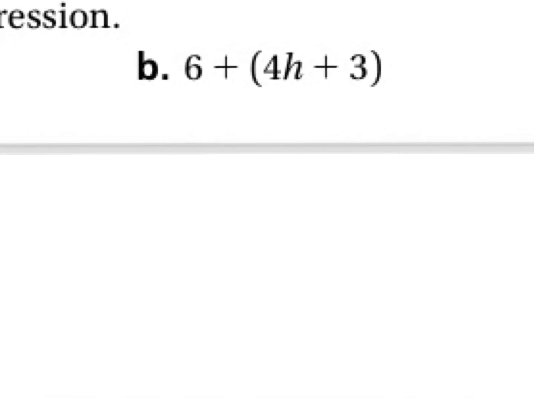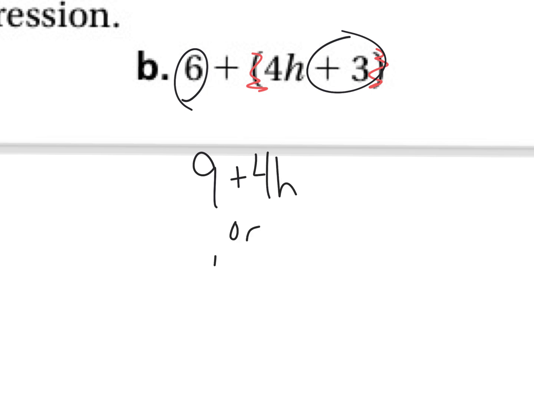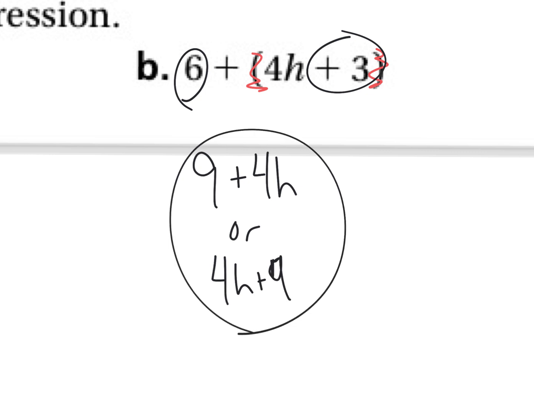Part B, once again, everything's just being added, so really if it's all added we don't have to have the parentheses here. I know they're wanting us to use these properties, but 6 plus 3 is 9, so 9 plus 4h or 4h plus 9, either one of those would work.